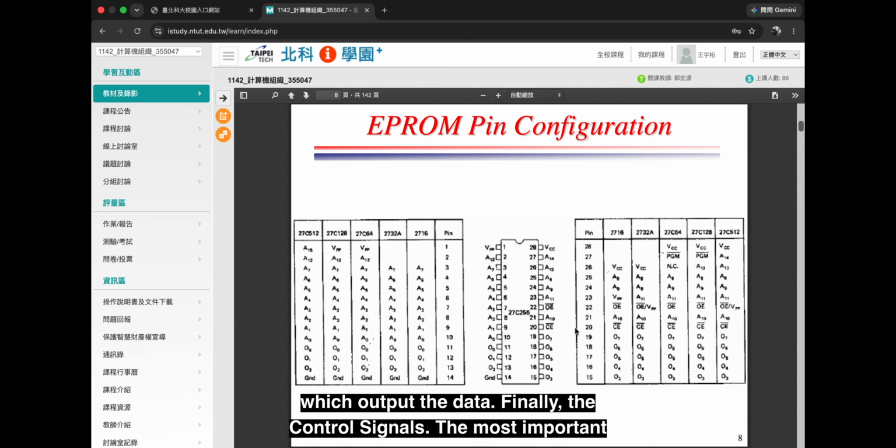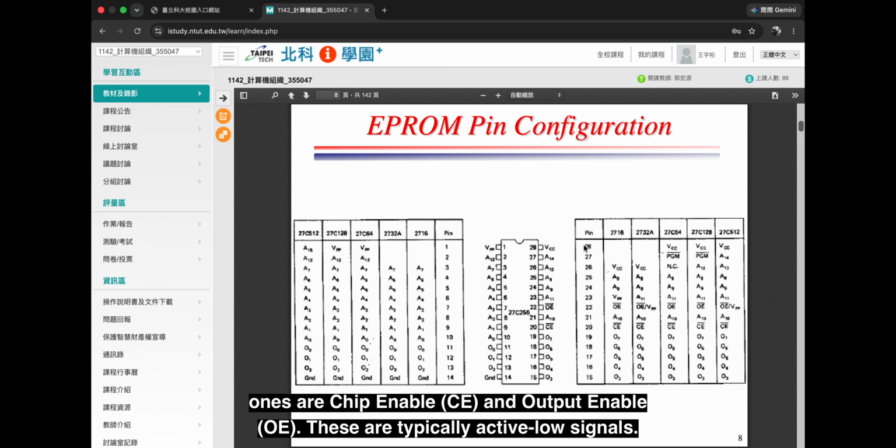Finally, the control signals. The most important ones are chip enable and output enable. These are typically active low signals. Understanding these basic pins is essential because when a single chip's width or capacity is insufficient, we expand them by connecting these very pins in specific hardware configurations.